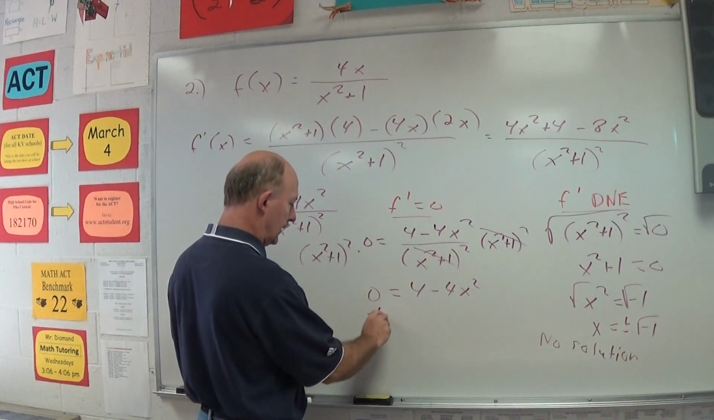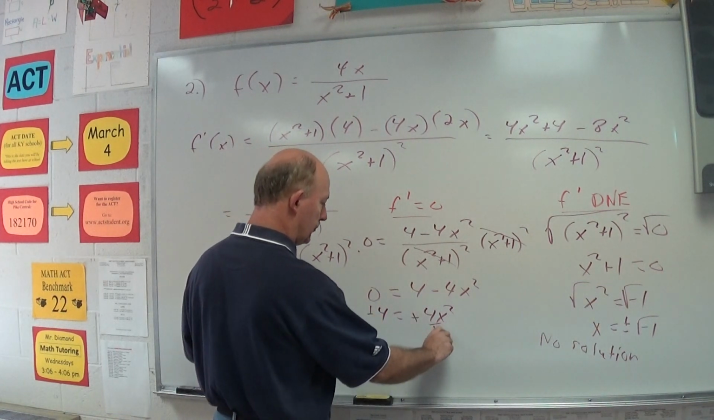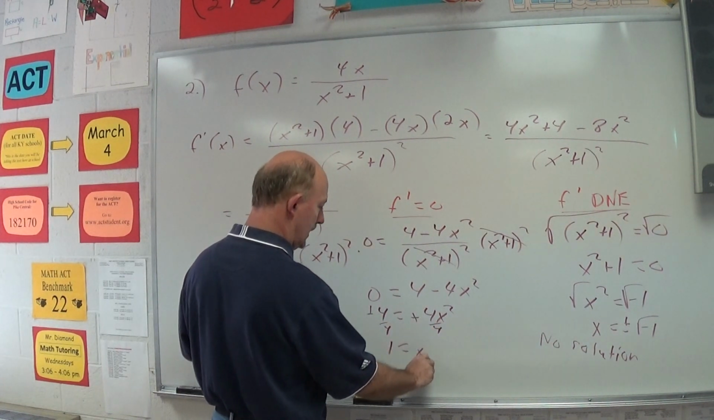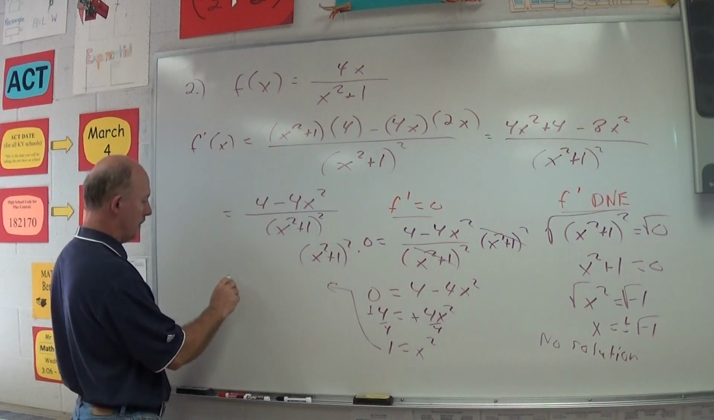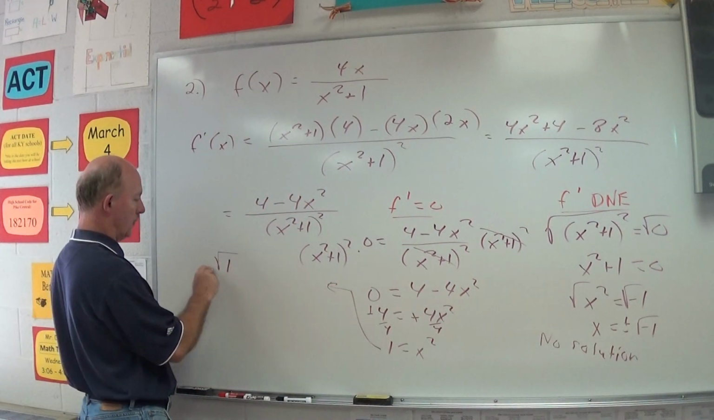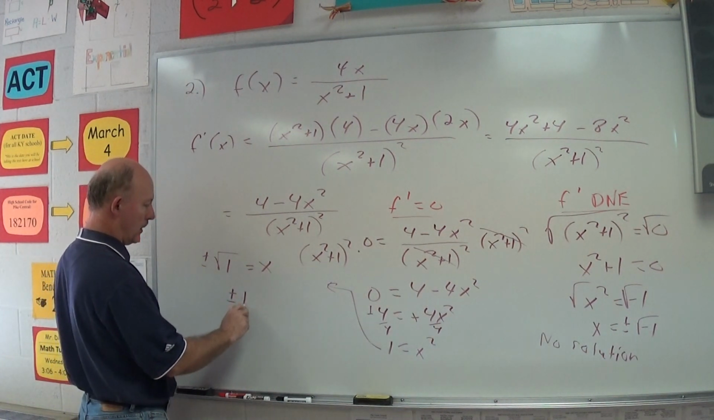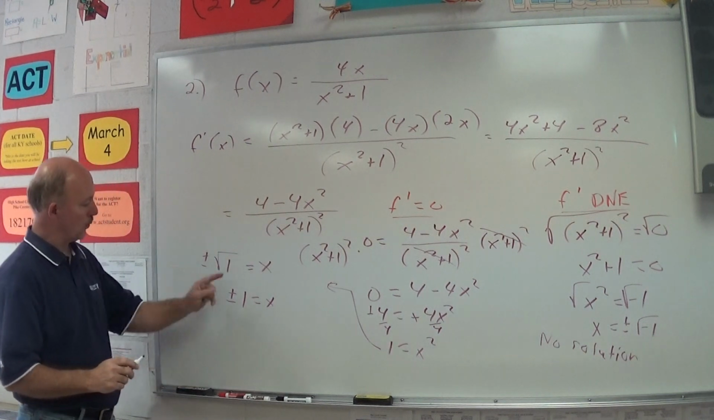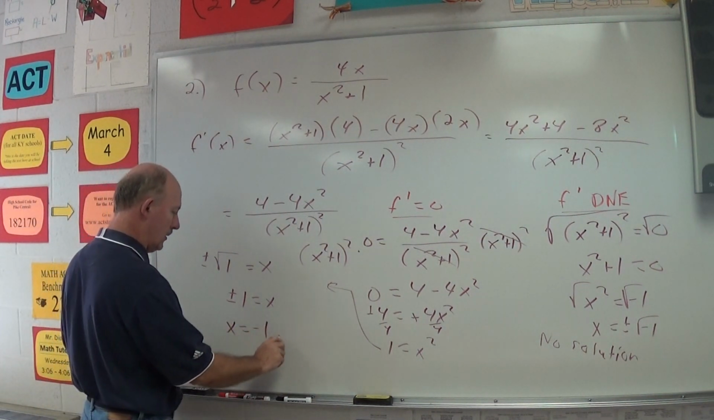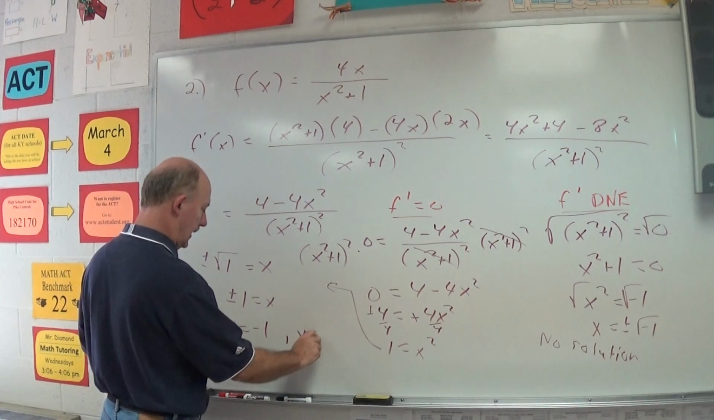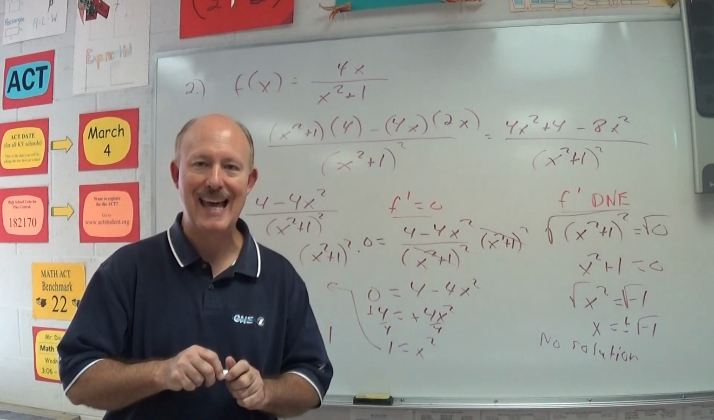So add 4 to both sides, that gives us negative 4 equals negative 4x squared. Change the signs, divide both sides by 4, that gives us 1 equals x squared. So take the square root of each side, so plus or minus the square root of 1 is equal to x. That means that plus or minus 1 is equal to x. So we have two critical numbers, right? x equals negative 1 and x equals positive 1. So two critical numbers, positive 1 and negative 1.